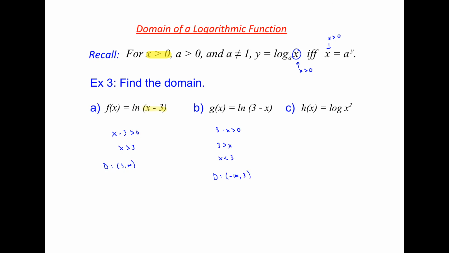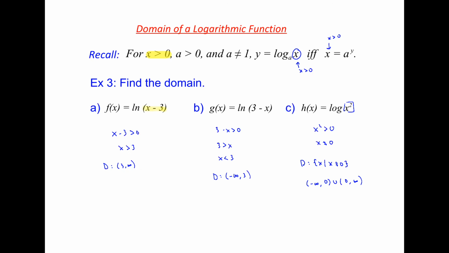And then on the last one, this x squared must be greater than 0. Well, when you square a number, it's always going to be greater than 0 except for what? X cannot equal 0, because 0 squared is 0, and that will not be greater than 0. So on this one, your domain is x such that x cannot equal 0. You could also write that in interval notation, and it would look like this. All values of x except for x equals 0.